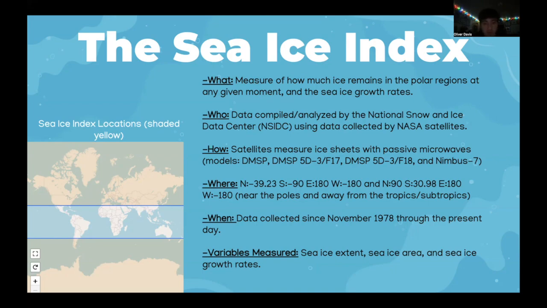So where do they collect this data on sea ice extent? It's in the yellow shaded regions on this map. Basically, it's just away from the equator and the tropics and the subtropics. And when has this data been collected? Since November 1978, and it continues to this day. The data set measures the variables of sea ice extent, sea ice total area, and sea ice growth rates. And I worked with sea ice extent and the growth rate data.